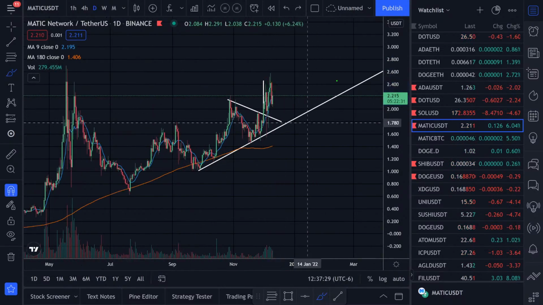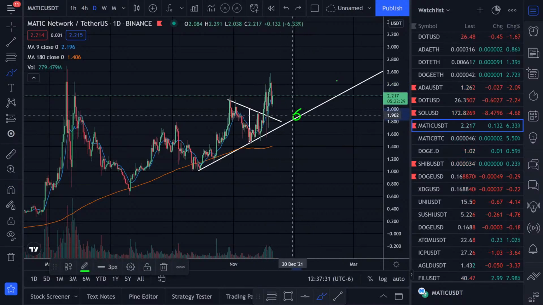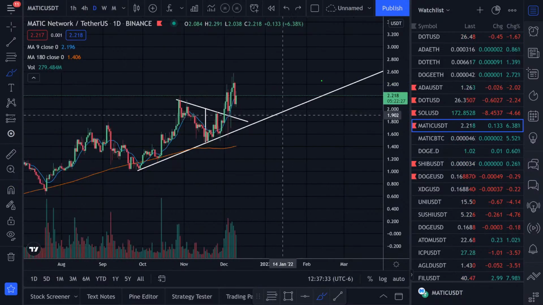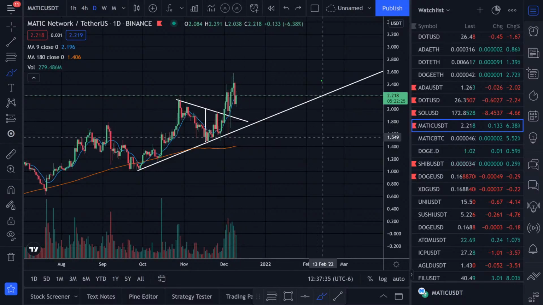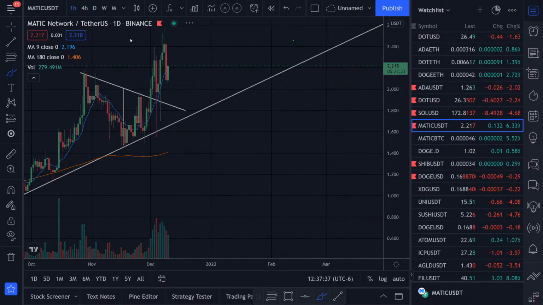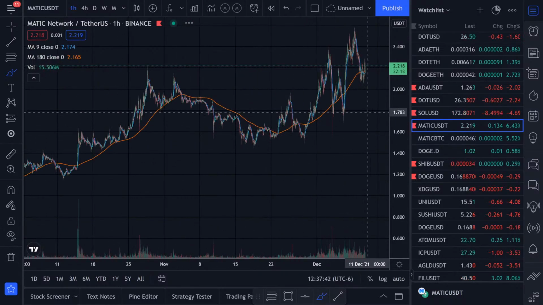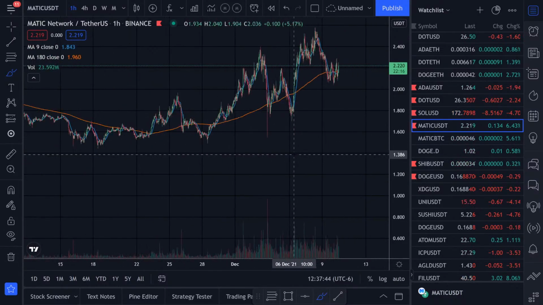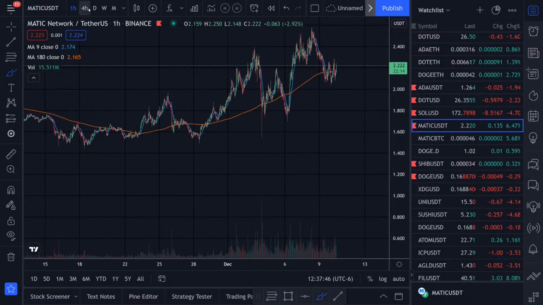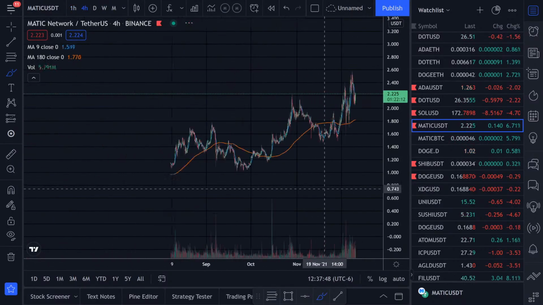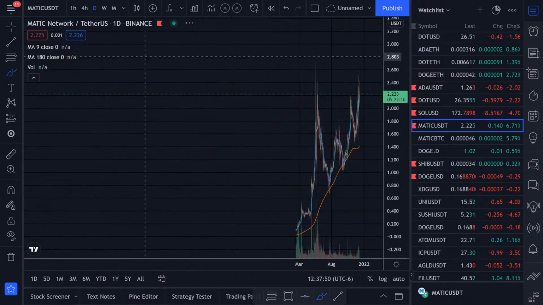And we got rejection, and it looks like we're coming back down to maybe test this level down here, maybe test these previous support levels. I'd say let's delete everything again and zoom in a little bit more and just do technical analysis on the smaller time frame, I guess. Let's go to the 4 hour. What am I looking at?